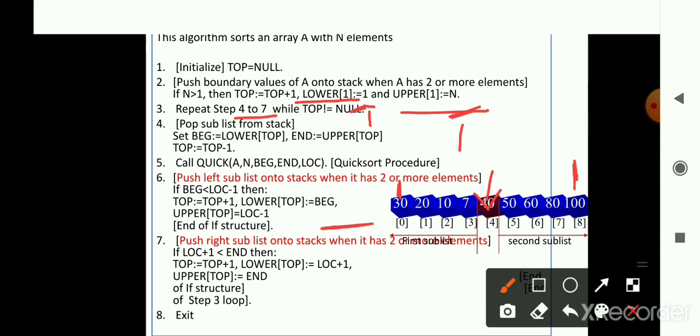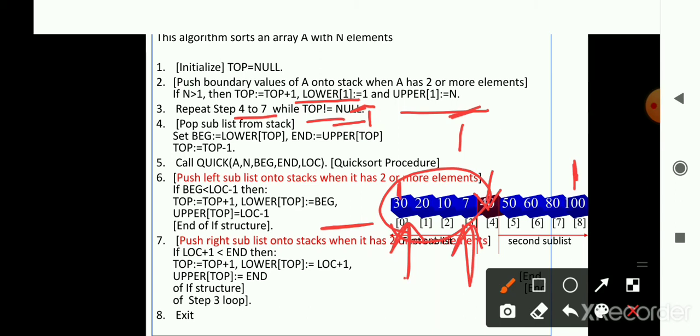We have to repeat it, and while the top is not equal to null, we have to repeat it. Means again we are going to repeat for the sublist. Here we have the left hand side sublist. So the first element will be 30 and the second element will be 7 here.